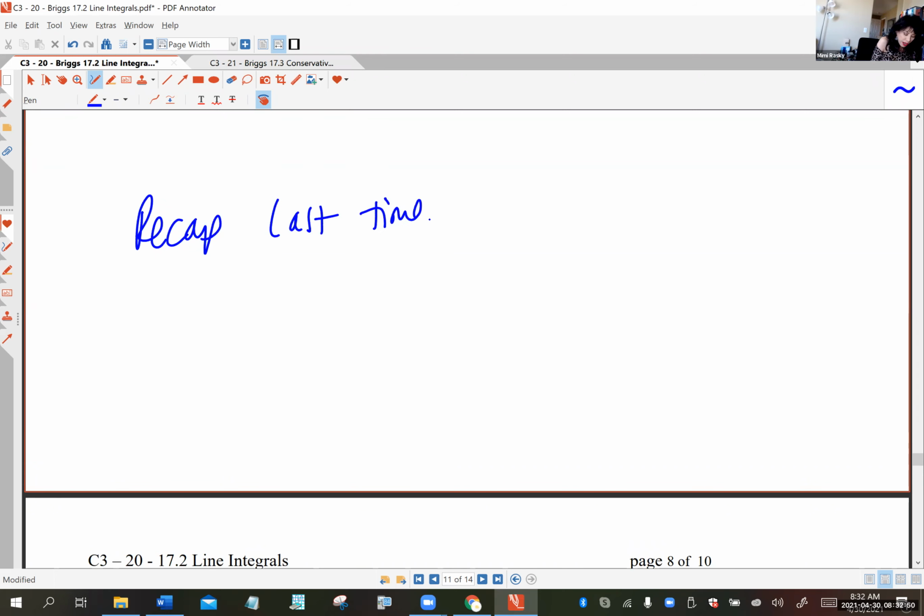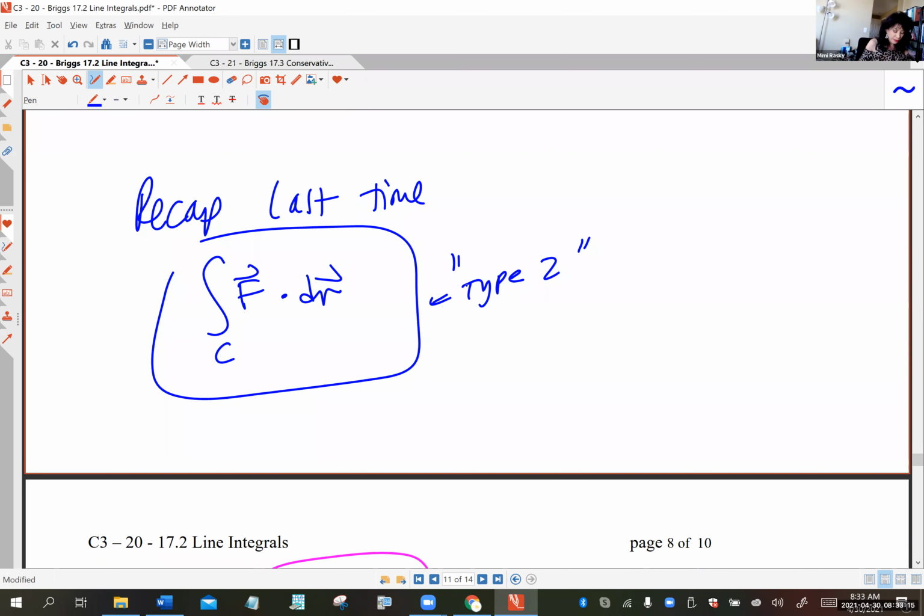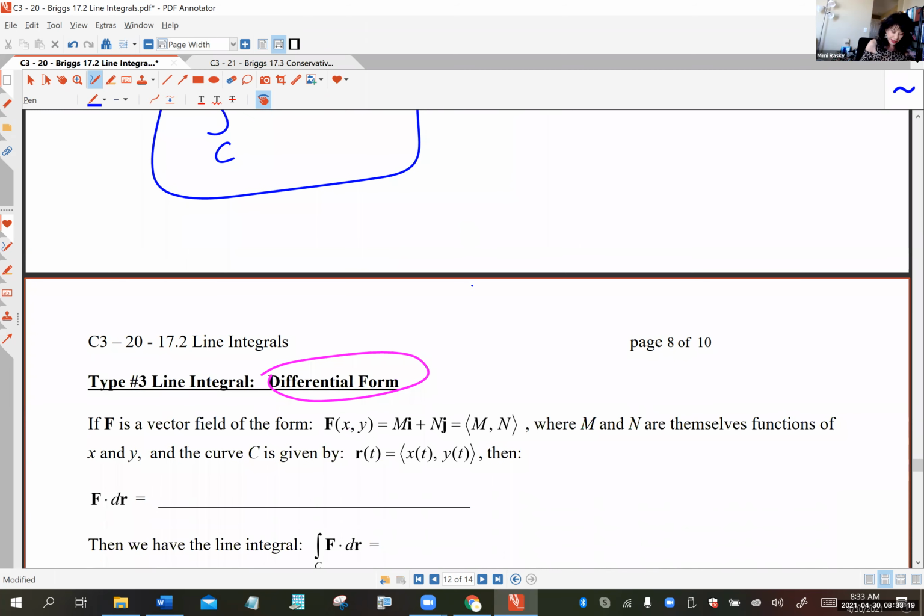Last time we looked at a new kind of line integral, and it involved the dot product of a vector field F with the velocity vector, or the derivative of a vector valued curve. And this is what I call the type 2 line integral. This is not something you'll see in the book. Because there's 3 types of line integrals, I've just denoted this one the second type. So hopefully you reviewed that and you're doing some homework on that, and it hopefully makes sense. So let's take a look at the third type.